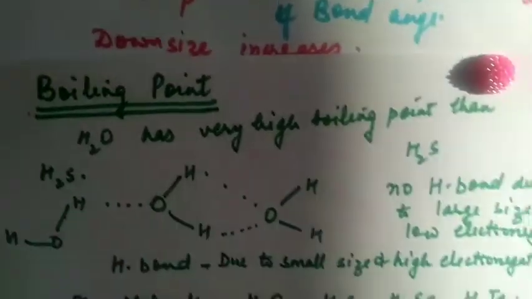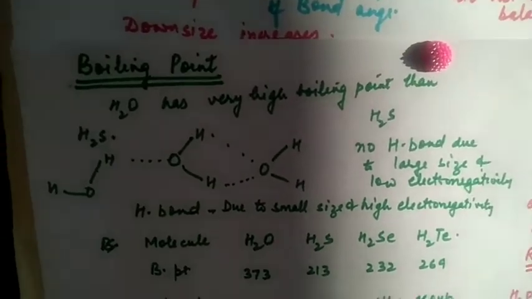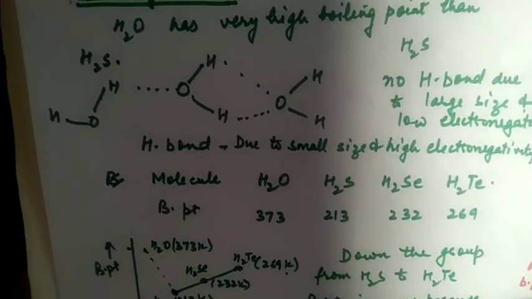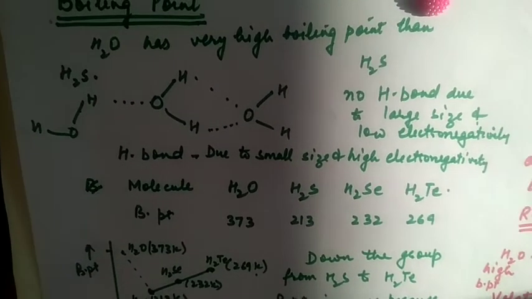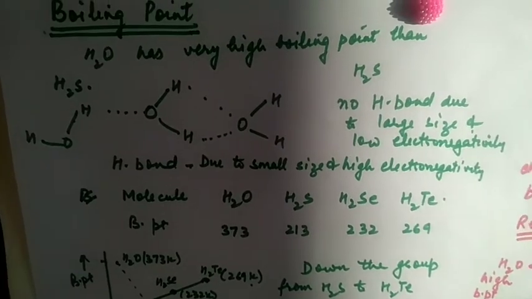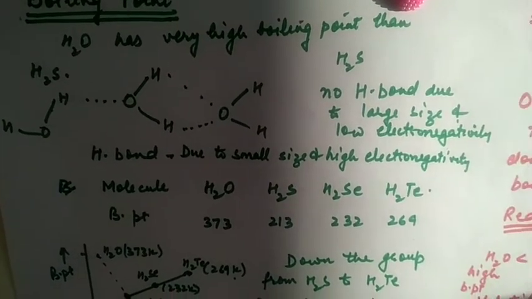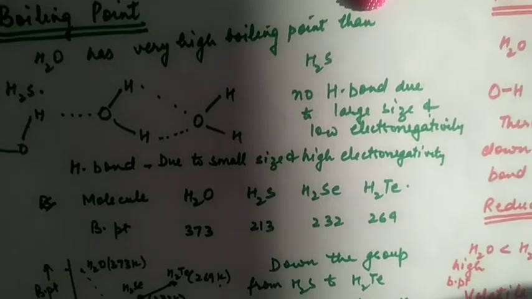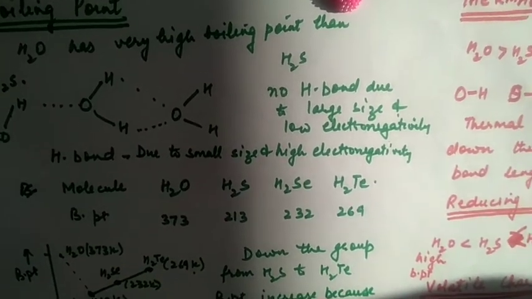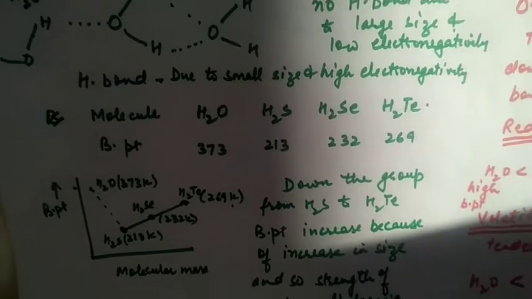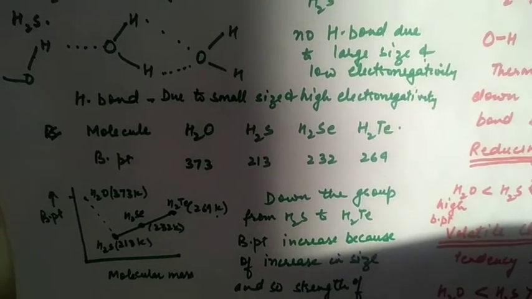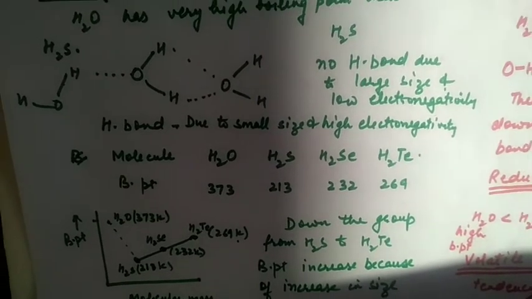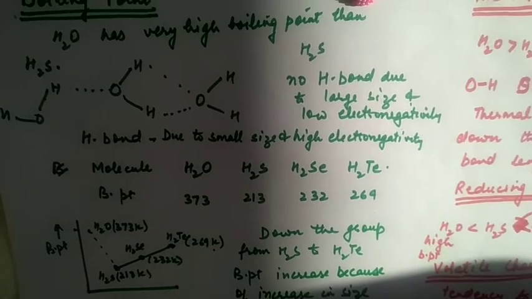Boiling point. Water has very high boiling point than hydrogen sulfide and other hydrides. This is because of hydrogen bonding between water molecules. Oxygen is highly electronegative. The OH bond is polar, so the positively charged hydrogen of one water molecule can form hydrogen bond with negatively charged oxygen of other water molecule. So because of this, hydrogen bonding exists and it's difficult to break these bonds, and so more heat is needed, so it boils at a higher temperature.